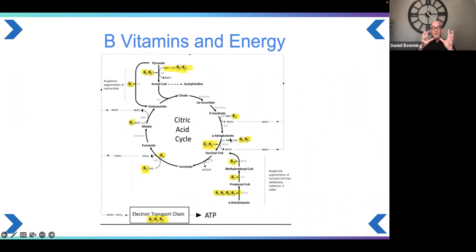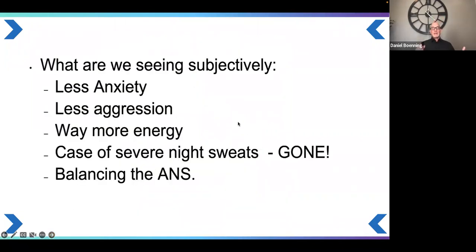These are all these cofactor nutrients. The beauty of biochemistry and nutrition is all the cofactors that are in place. This is not a "one drug does this." We need all these synergistic cofactors. So what are we seeing subjectively? Less anxiety, less aggression, way more energy.